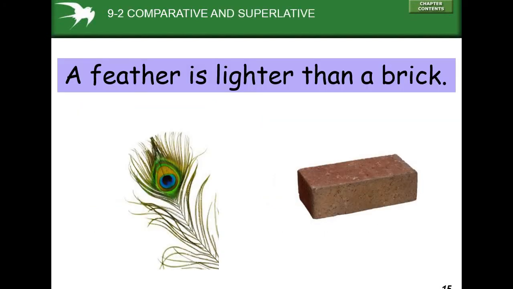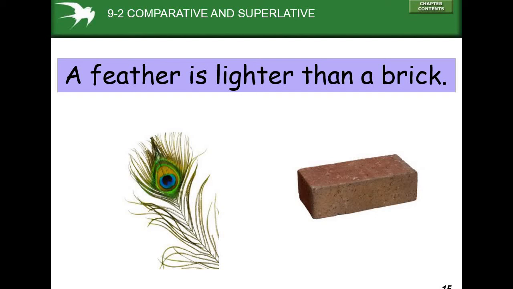Now moving to the other one. Just now we were discussing the positive degree. Now here comes comparative and superlative. Comparative degree and superlative. In total, how many degrees of comparison are there? Three. What are they? Positive degree, comparative degree and superlative degree.